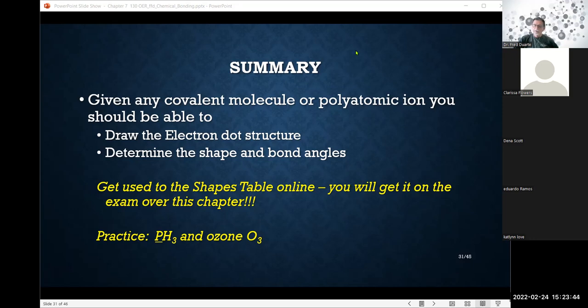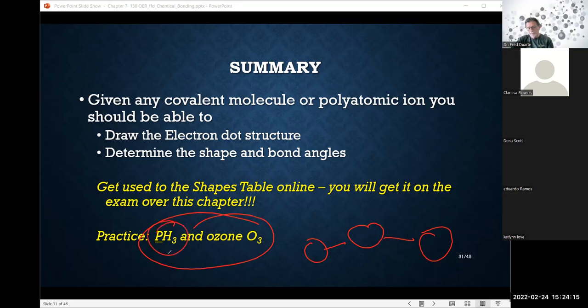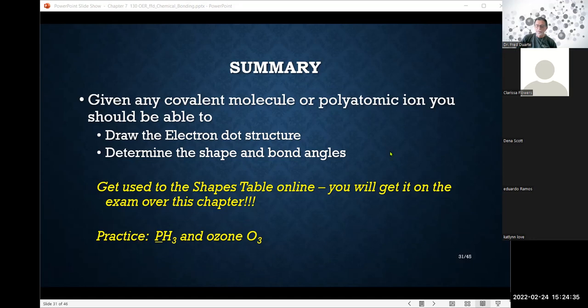You might want to try this at home. This, by the way, O3, is the formula for ozone. The central atom is one of those oxygens, so I'll give you a hint: one of these oxygens is in the middle, and the two other ones are bonded to it. I'll give you another hint about PH3: it's very similar to a species we just did, ammonia, NH3, because they're in the same group with the same number of valence electrons. Give those a shot, and if you have trouble, let me know and we'll bring it back to class and work it.